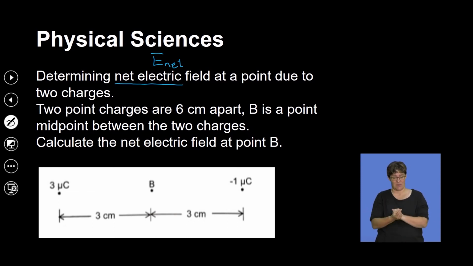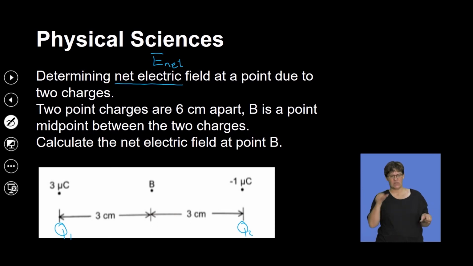The 2 point charges are 6 centimeters apart, and B is the midpoint, which means B is equidistant from Q1 and Q2. Then calculate E net of the field at point B. The E at B is due to, let's call the 3 microcoulombs Q1, and let's label the negative 1 microcoulombs Q2. So this is the scenario that we have. Right, let's do the science.